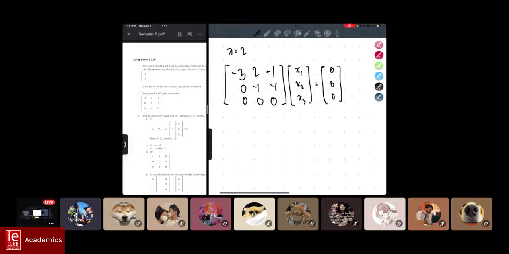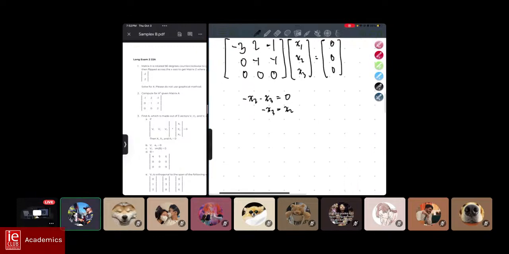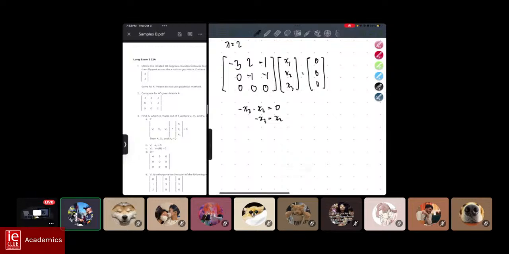Tapos, same thing dito. Except, wala na tayong info from the third row because it's all zeros. So, we start from the second row. So, no info here. We start here. What we get from this is that negative x2 minus x3 is equal to 0. Which implies na negative x3 is equal to x2. So, that's our first piece of information.